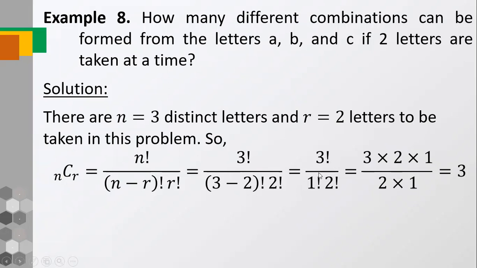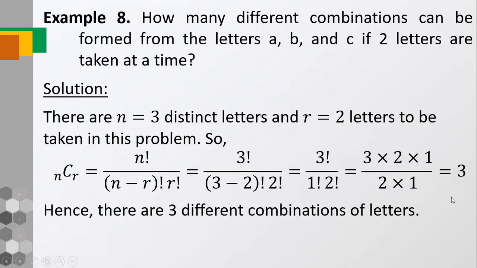So that is 3 factorial over 1 factorial times 2 factorial, which is 3 times 2 times 1 over 2 times 1. So we can just cancel 2 times 1. So we have 3 ways. Hence there are 3 different combinations of letters.